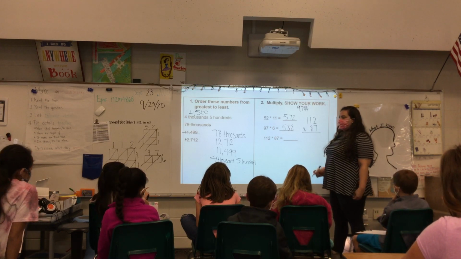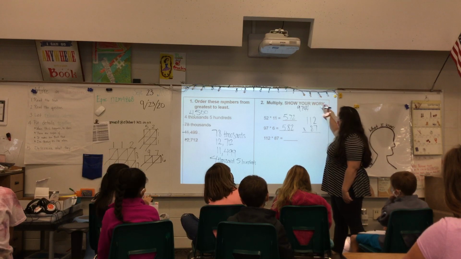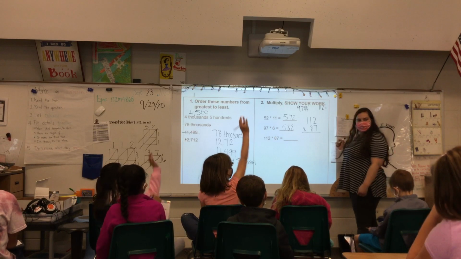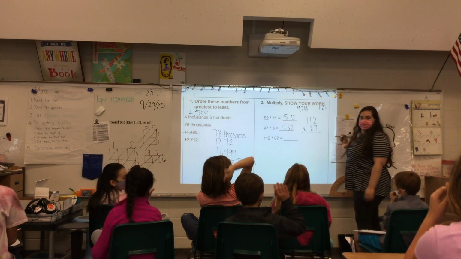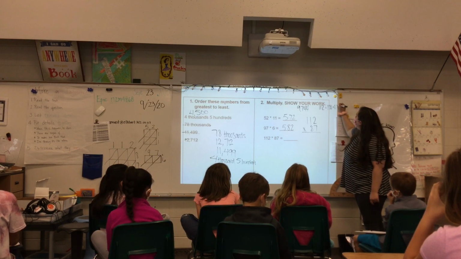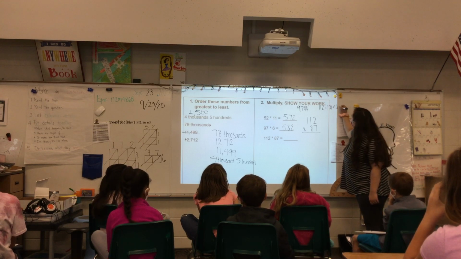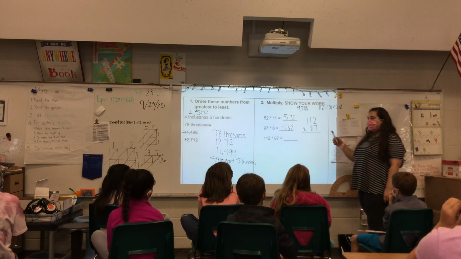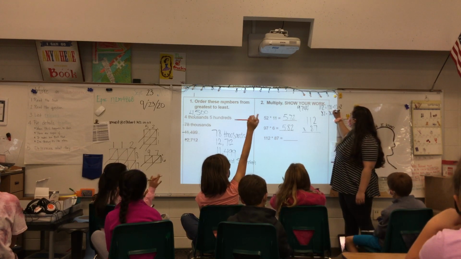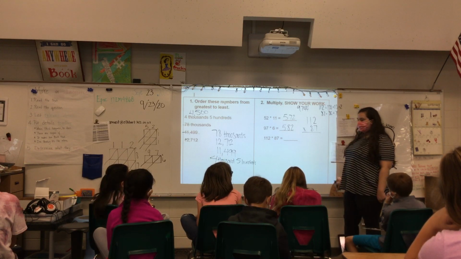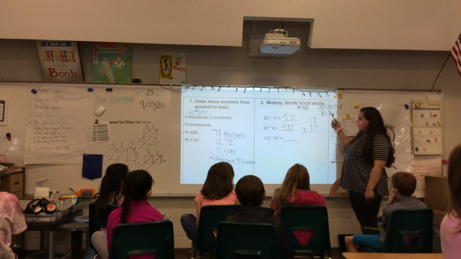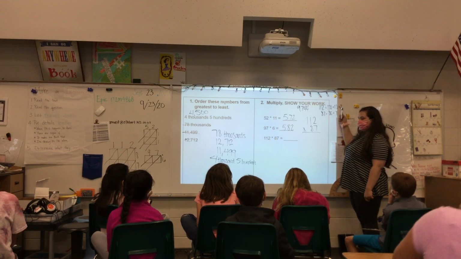How would we write 112 in expanded form? Do you guys remember how to write it in expanded form? How would we write 87 in expanded form? It's 80 plus 7. Now we've got to do 7 times 100, 7 times 10, 7 times 2. And then 80 times 100, 80 times 10, 80 times 2.